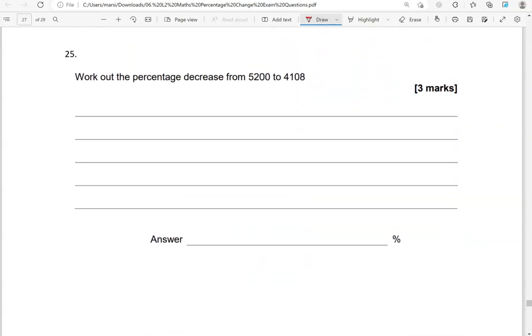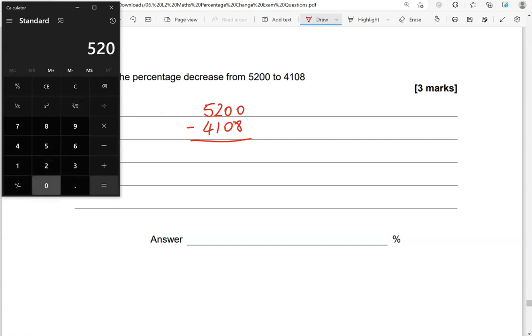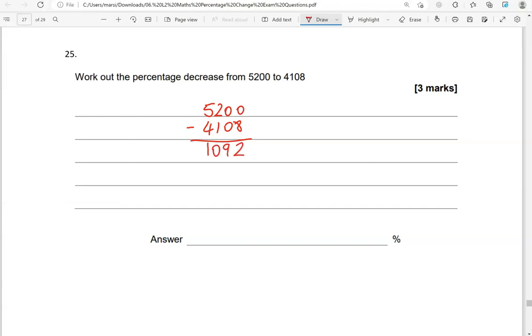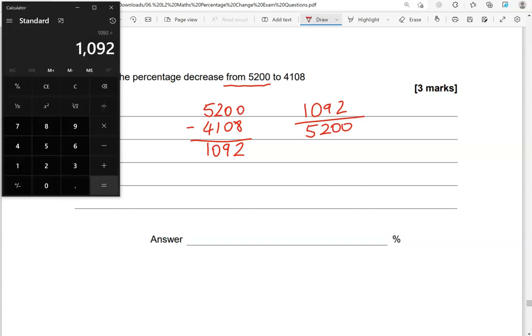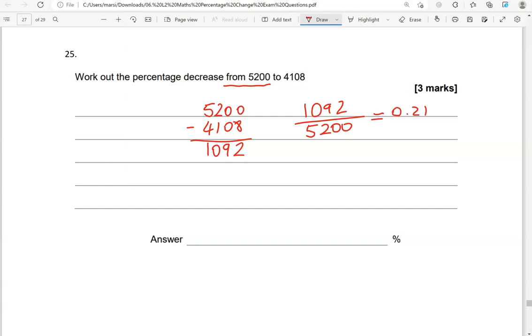Work out the percentage decrease from 5,200 to 4,108. So the first thing to do is take away 4,108 from 5,200, which is 1,092. So 1,092 out of the original. It says from 5,200, so that's going to be out of 5,200. And when we say out of, it means division. So that gives us 0.21, which is 21%.